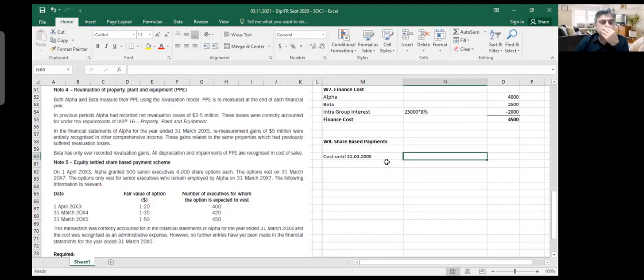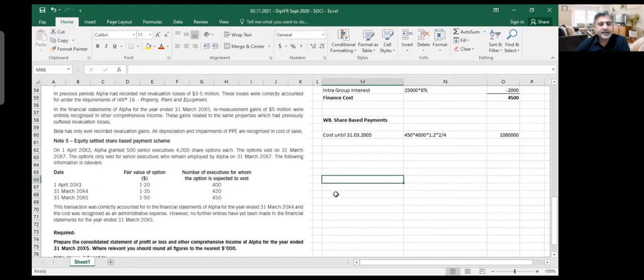So on 31st March 2005, it is 450 executives we expect that they will receive. Everyone will receive 4,000 options, and each option is priced at 1.2. But if you calculate this, this is a cost for the full 4 years. Now we are in the middle, which is year 2. So we divide by 4, multiply by 2, we say 2 by 4. When I take 2 by 4, this is the cost of 2 years, 2004 and 2005. First 2 years cost is this.